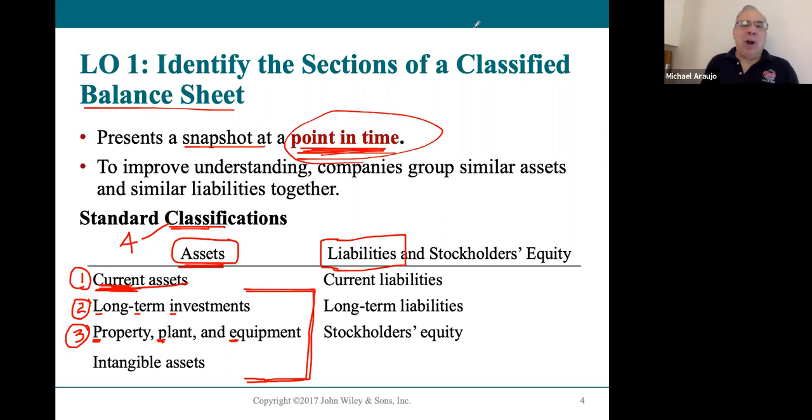So again, property, plant, and equipment: long-term assets that are going to be used for the long term. They have a physical quality. So land has a physical quality. You can touch it, right? Buildings, equipment, things like that. Physical qualities that the business plans on using for many years to help it sell its products or deliver its services. So it's a very important classification of asset.